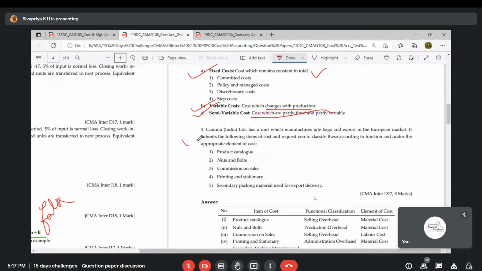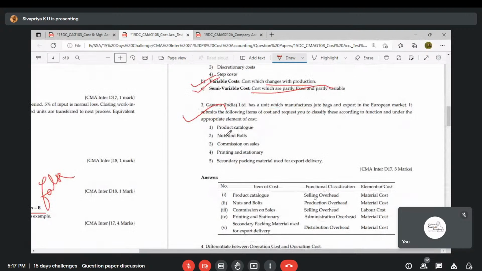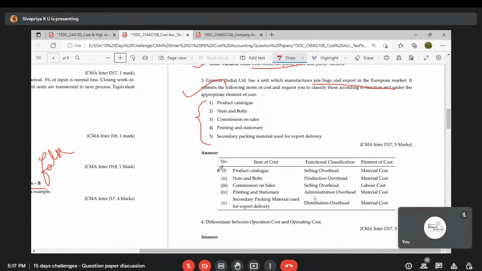Question number 3. Brahma Limited has a unit manufacturing jute bags and exports. They ask under which classification these expenses come. Number 1 is a product catalog. It is a selling overhead.